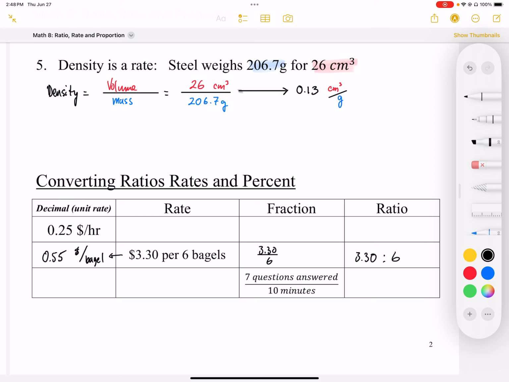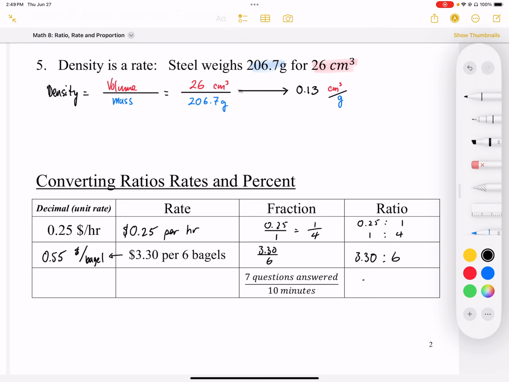$25 per hour, we can write this as a rate. Okay, so this is going to be 25 cents or $0.25 per hour. As a fraction, we're going to write this as 0.25 over 1. Now we really should convert this into 1/4 because 25 cents is 1/4. And as a ratio, we could use a decimal ratio. You can use a whole number ratio. It doesn't really matter. We can do it like that, 0.25 to 1, or we can do 1 to 4 as a ratio like that.